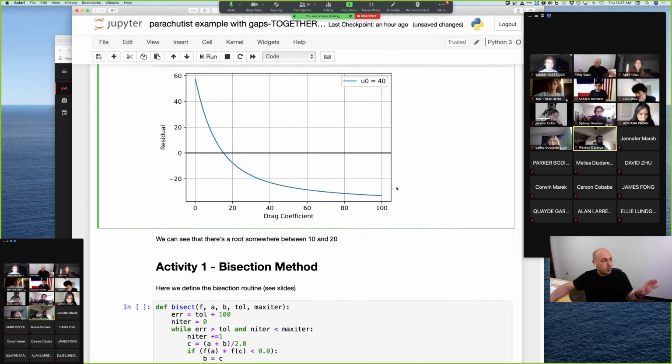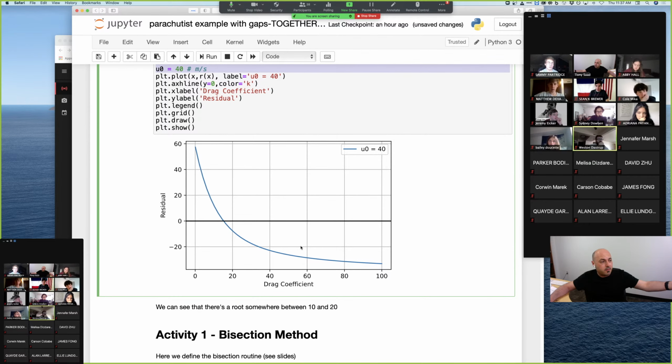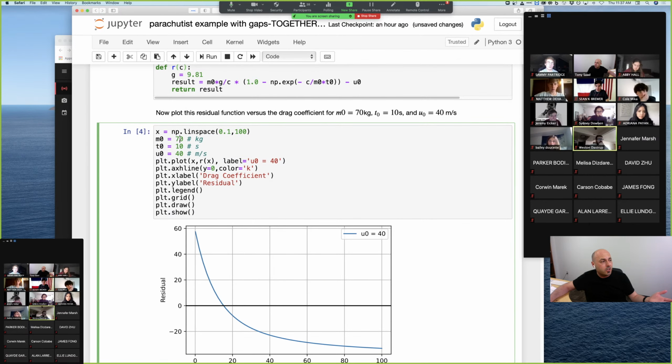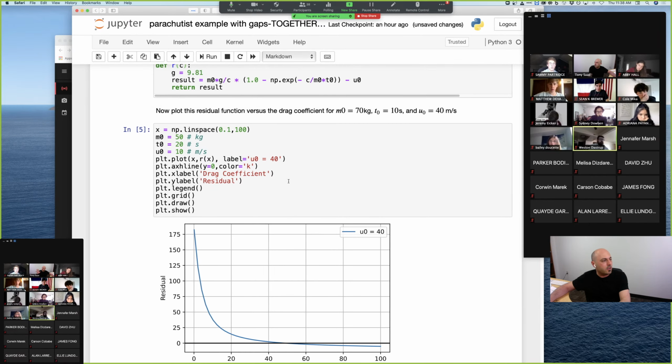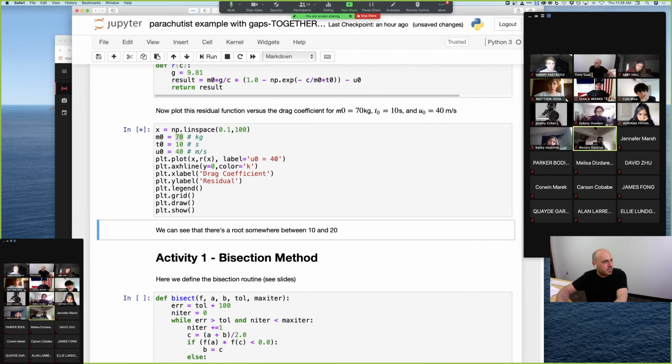Okay. All right. So now you understand why I plotted it this way. If I were to change, let's take, a 50 kilogram parachutist, and I want them to hit a velocity of 10 meters per second after 20 seconds, if I plot this, it's going to change the curve. See, it changed it. So the residual function as a function of C is going to be different. It's going to have a different value for C once I change all of those other values, okay? So let's now just stick with 70, 10, and 40.